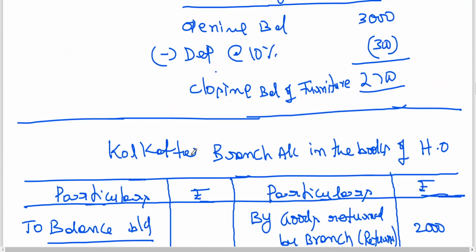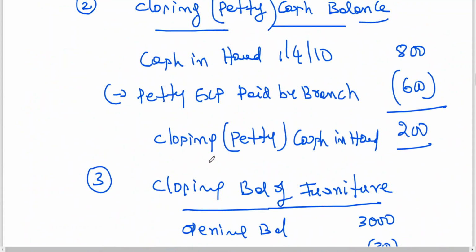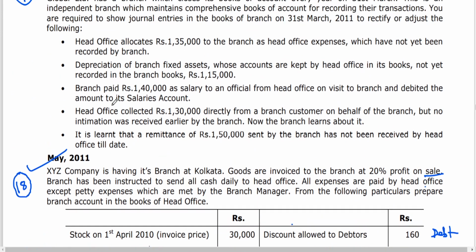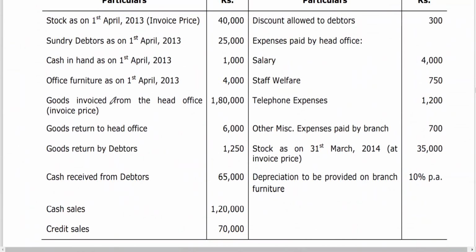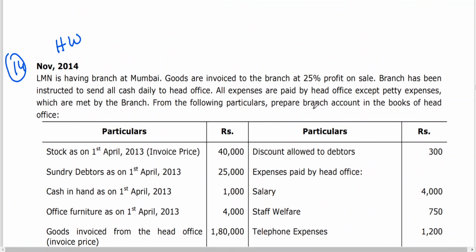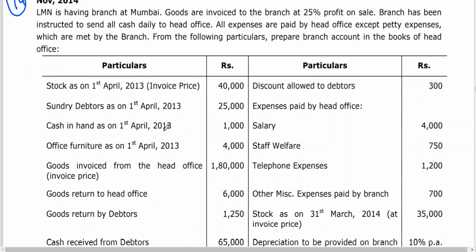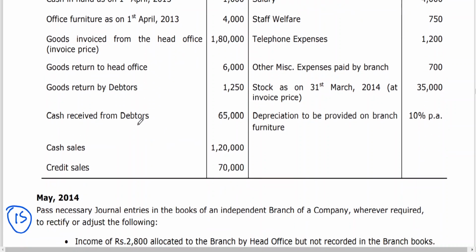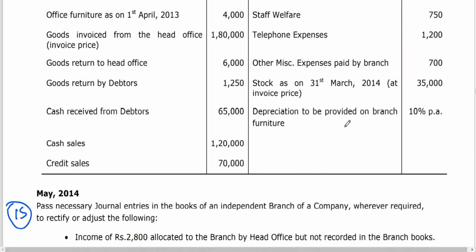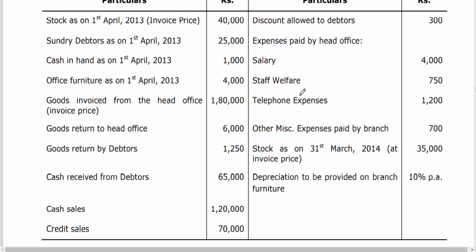I hope you are able to do this kind of problem in the stock and debtors method. By this time I think you are comfortable doing it. Now, what I have decided: the same model we are having, this one you can see, 25% profit on sale, all expenses are paid by head office except petty expenses. Same model, office furniture, goods returned by head office, only values have changed. And here, in place of petty expense, he has given miscellaneous expenses. 1,000 minus 700, you will be getting 300.